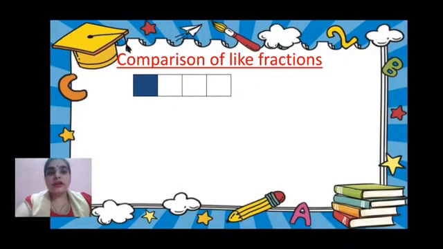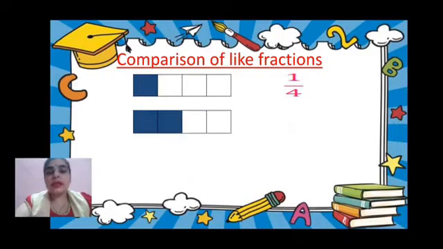Here you can see that I have taken the first figure and divided it into 4 equal parts. Out of 4 equal parts, I have shaded one part, so it represents 1/4. Then I have taken the second figure, also of the same size and also divided into 4 equal parts. In this I have shaded 2 parts out of 4, so it represents 2/4.